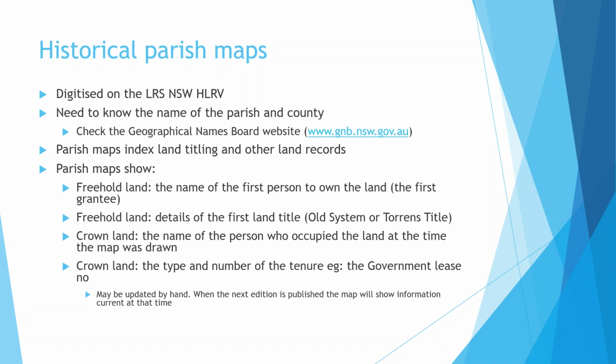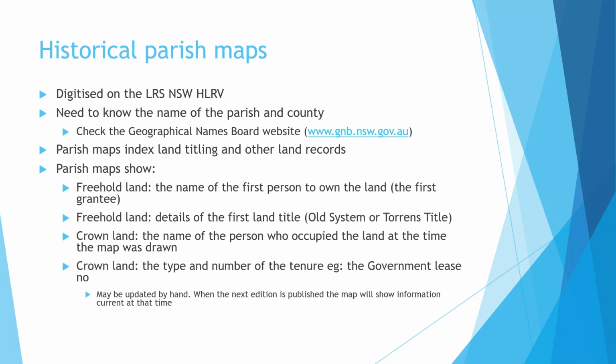If it's Crown land, they'll tell you the name of the person who occupied that land when the map was drawn, and they'll give you the tenure number. So was it a special lease or a conditional lease or a permissive occupation or a conditional purchase, whatever it was, Western Lands lease, that will show on the map, and that gives you the information that you need to then go searching for the records relating to that lease, that tenure transaction.